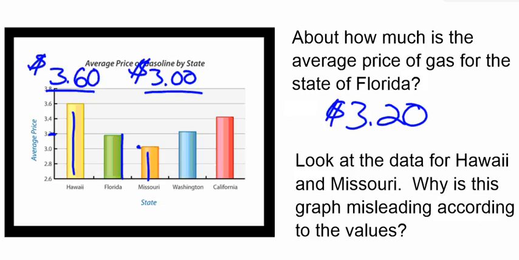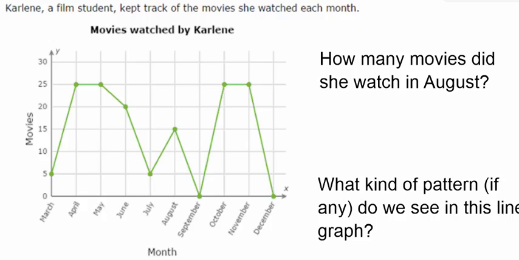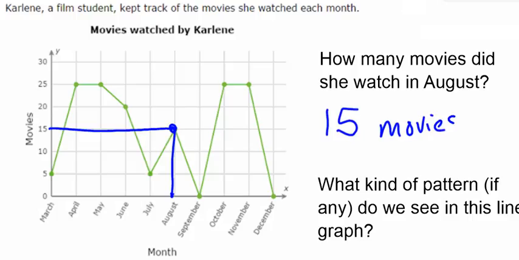And you'll see other examples from time to time being able to analyze a graph for the data that it's showing you. Then we can talk about this idea. It says Carlene, a film student, kept track of the movies she watched each month. So how many movies did she watch in August? Reading a line graph is finding the dots. So here's August. Okay, we go up to the dot. There's our dot. We go over. 15 movies. So we have that idea.